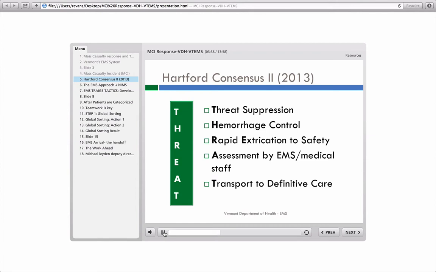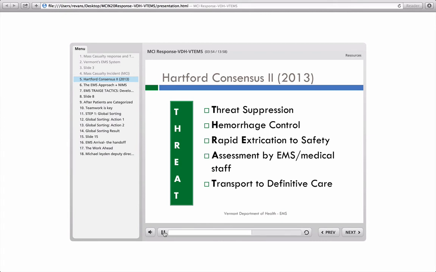A group of stakeholder experts was convened in Connecticut in 2013 following their own tragedies in that state. As a result of that group's work, a model for integrating first responders has emerged known as THREAT.